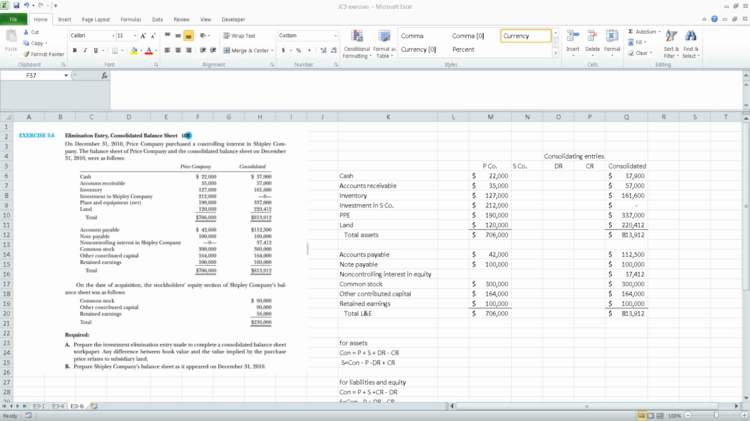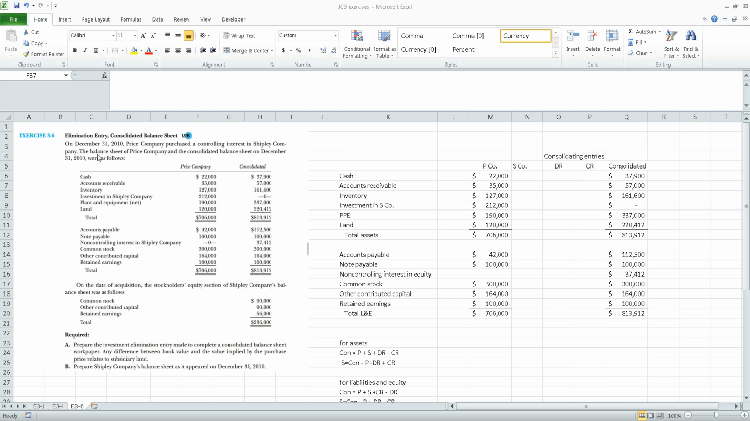Here's exercise 3.6. Exercise 3.6 is a little different than the prior exercise. Let's go through the facts and then I'll explain to you how it's a little bit different. So here we are on December 31st, 2010. The Price Company purchased a controlling interest in Shipley Company.